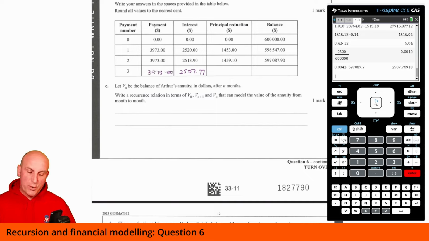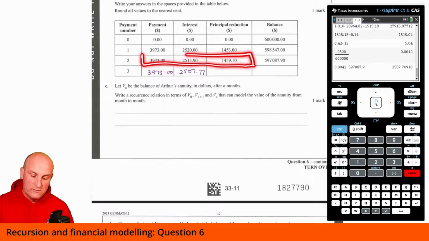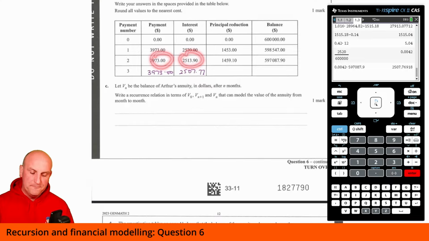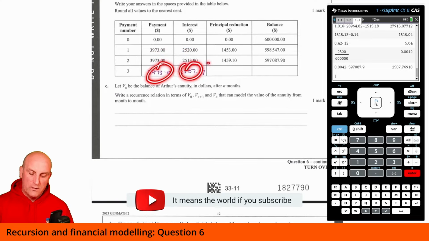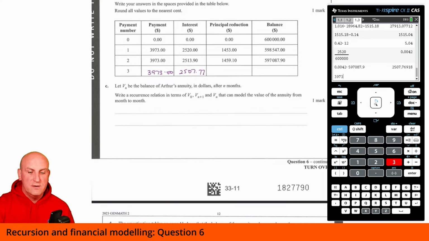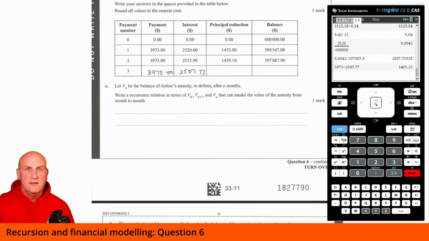And so my principal reduction, if you're never really sure what that actually means, I always look at those three values and say, well, how have they got to this? Well, they must have done that one minus that one. So 3973, I'm going to take away 2507.77, which gives me 1465.23. And again, I like the fact that that seems higher than the previous value.